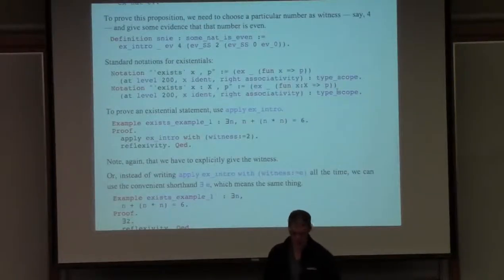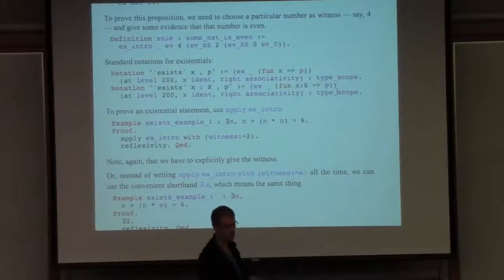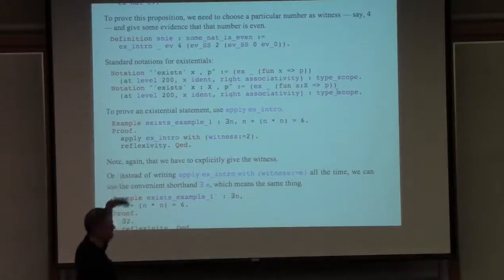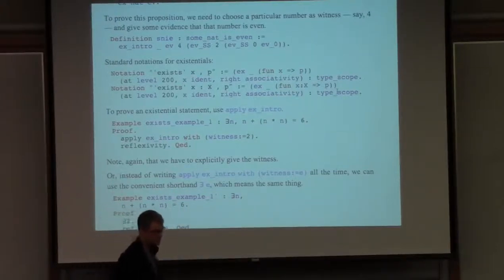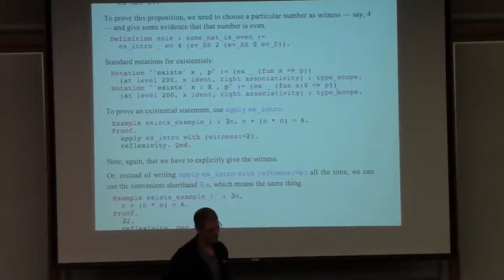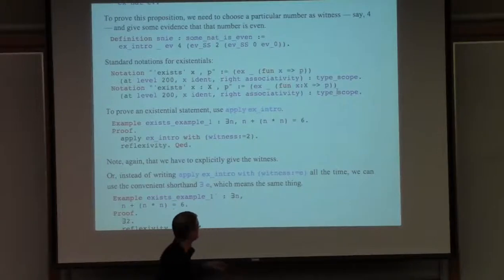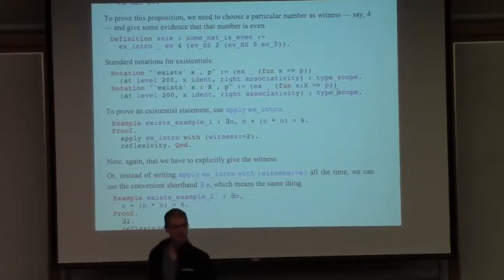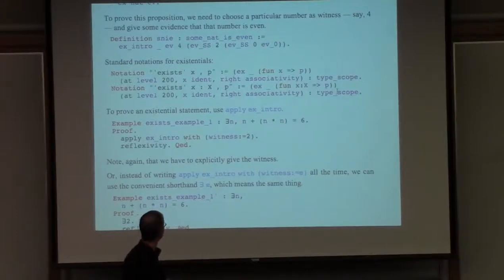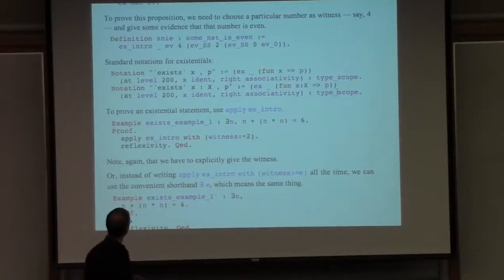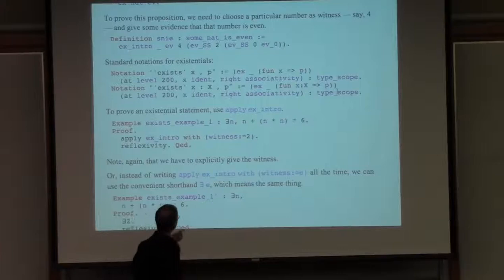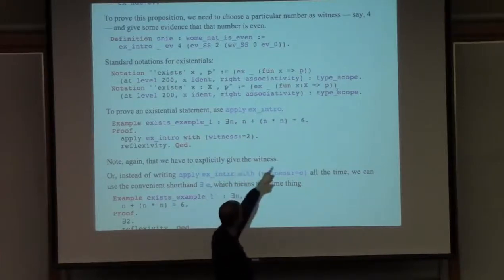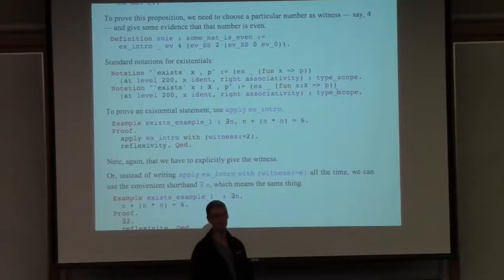Okay, and then we can define standard notation for existentials using the Coq notation mechanism. And you don't really need to understand exactly how all of this works. There's a little bit of fussing around with implicit argument synthesis and things like that. It's not too important exactly how it works. What is important is that it allows us to write existential quantifiers in the standard notation.